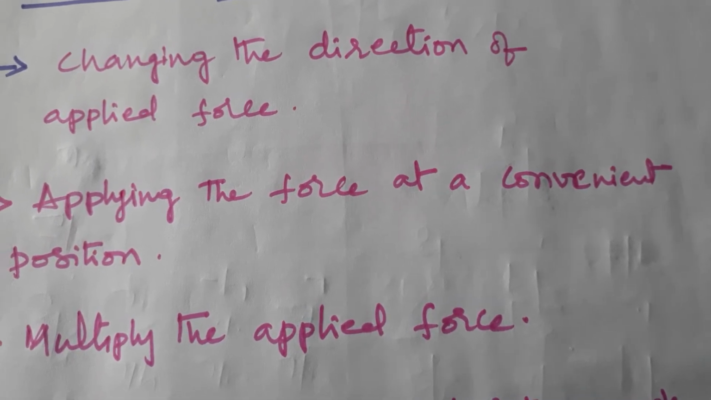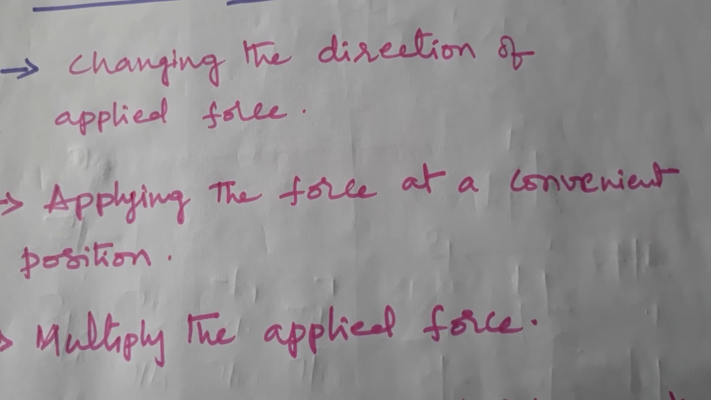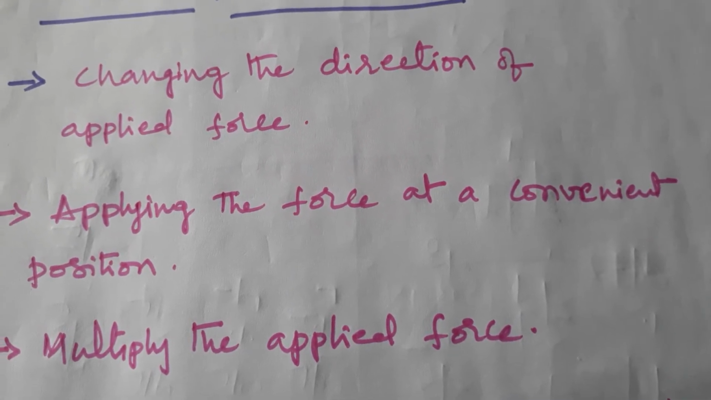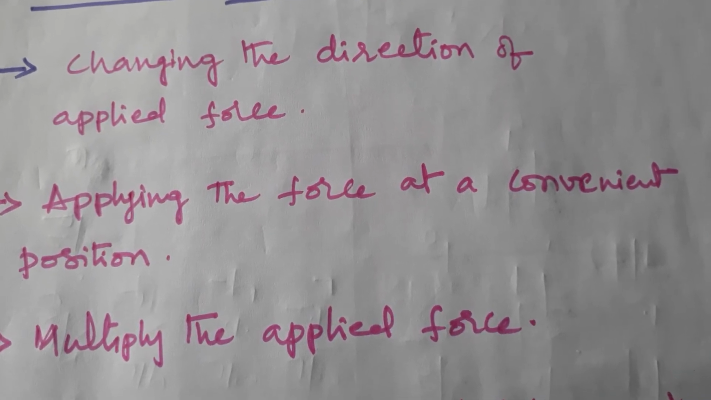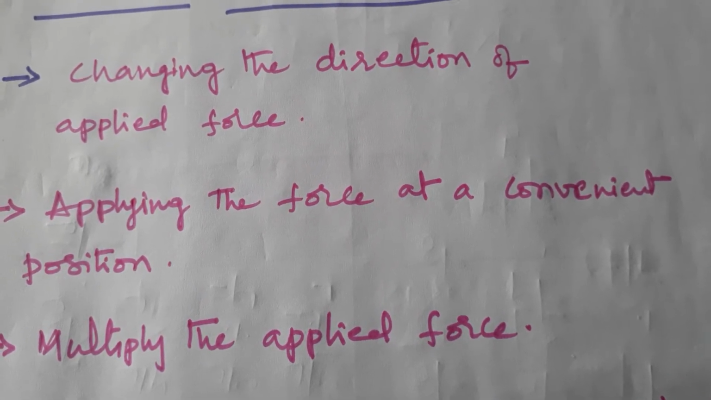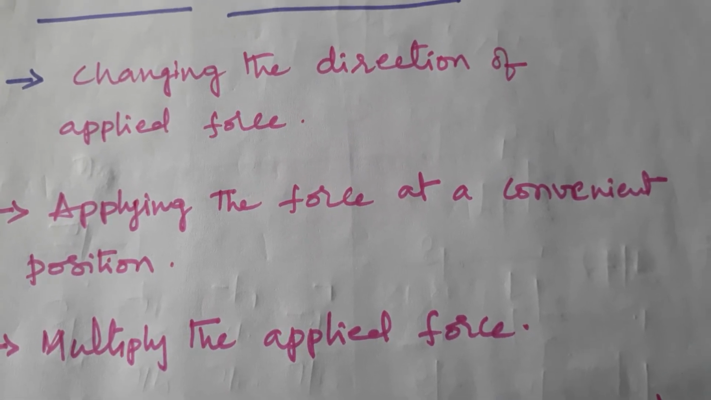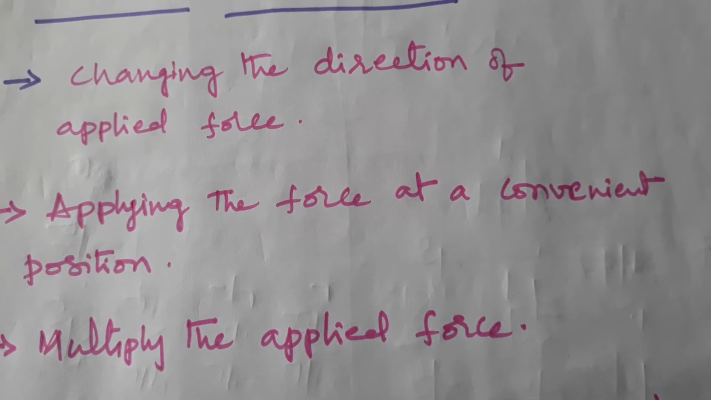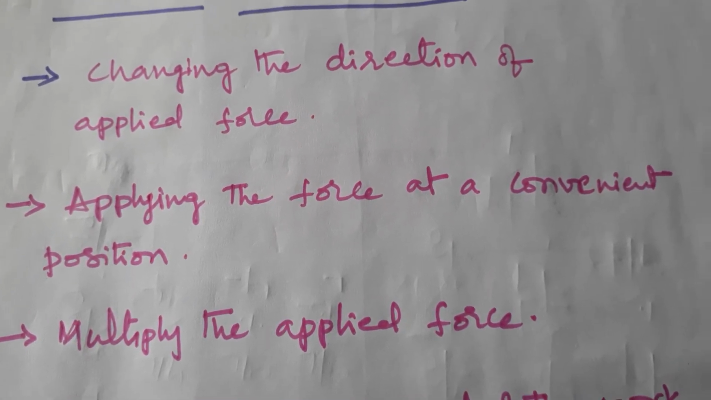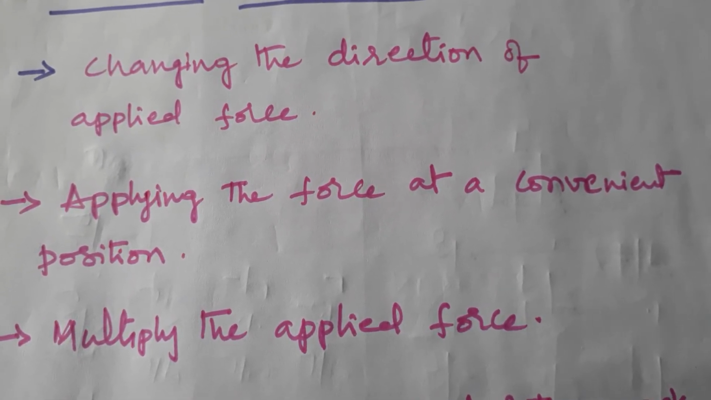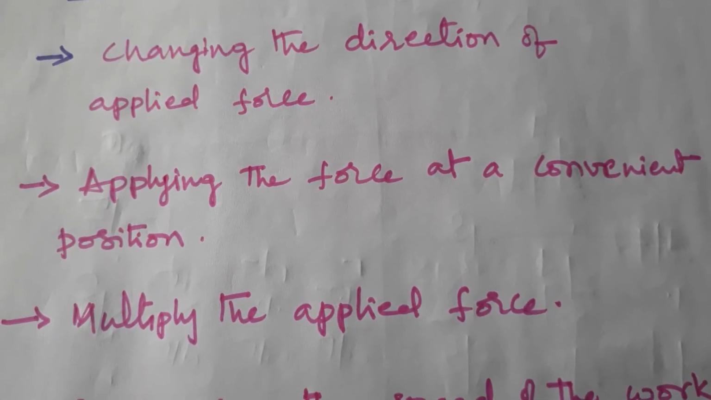So here the force is applied at one position. No need to turn the whole tire. We are applying force just at the pedal and the metal ring, the metal disc. By that we can achieve the rotation of the tire. So that means applying force at a convenient position. We can apply the force at a convenient position by using machines.